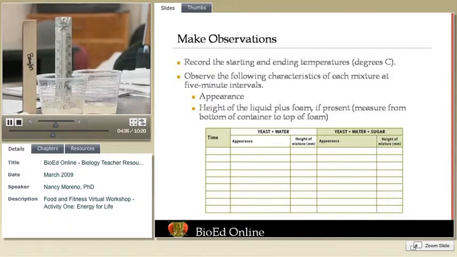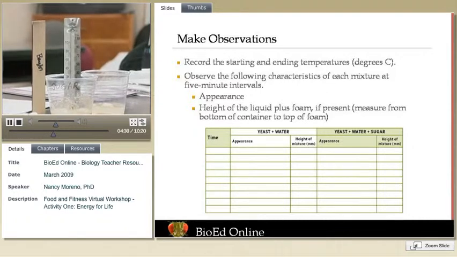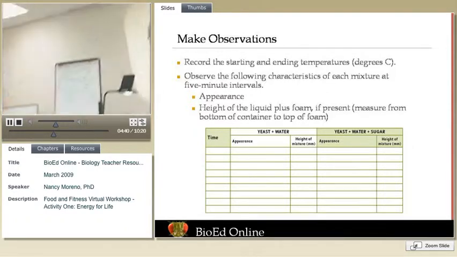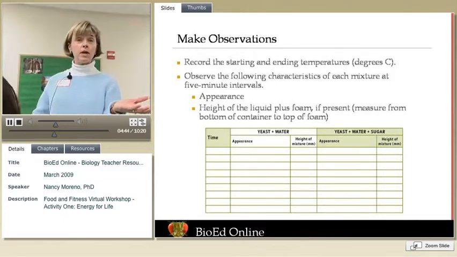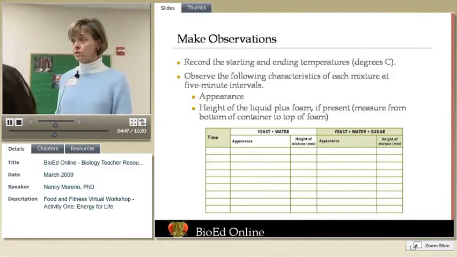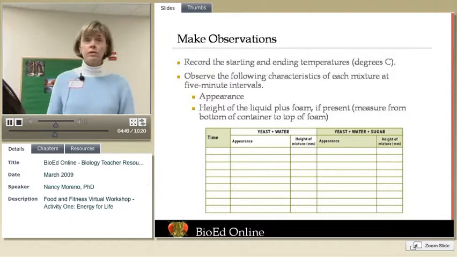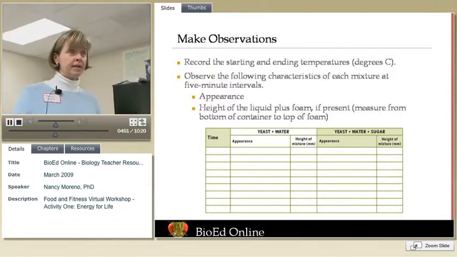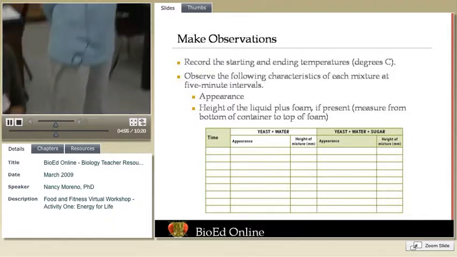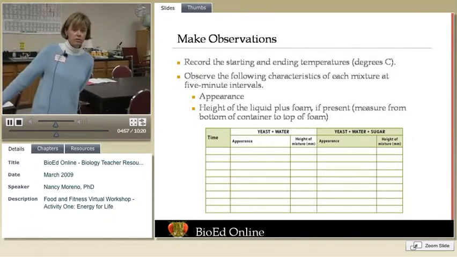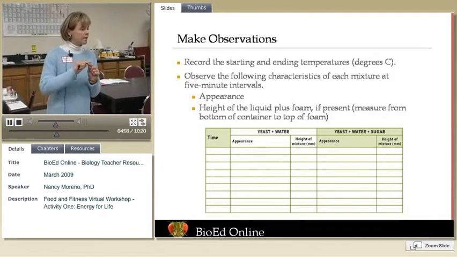Now, if the yeast is a living organism, what might we expect to happen if we're feeding the yeast? Because that's what we've done, right? We've just given the yeast a food source. So we would expect the yeast to grow and reproduce, right? Use a lab probe, and we'll set up a culture later this morning with a probe so we can make a graph.